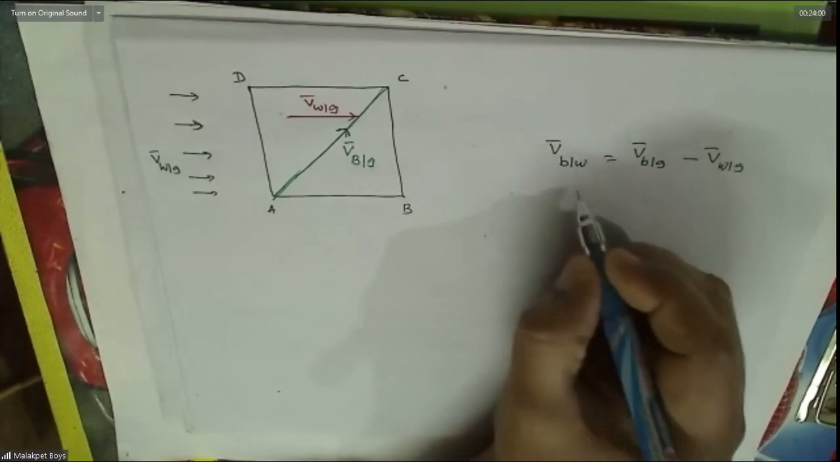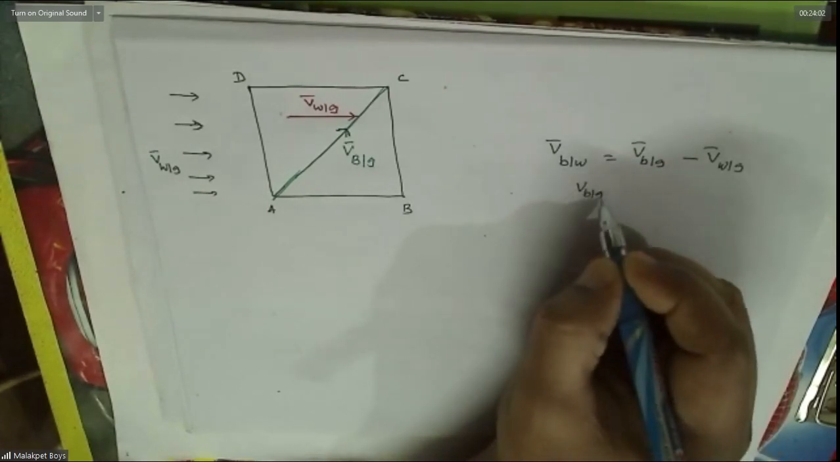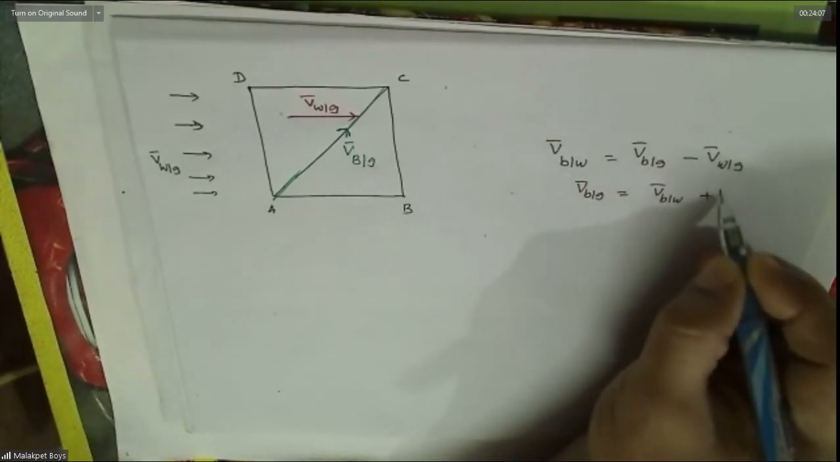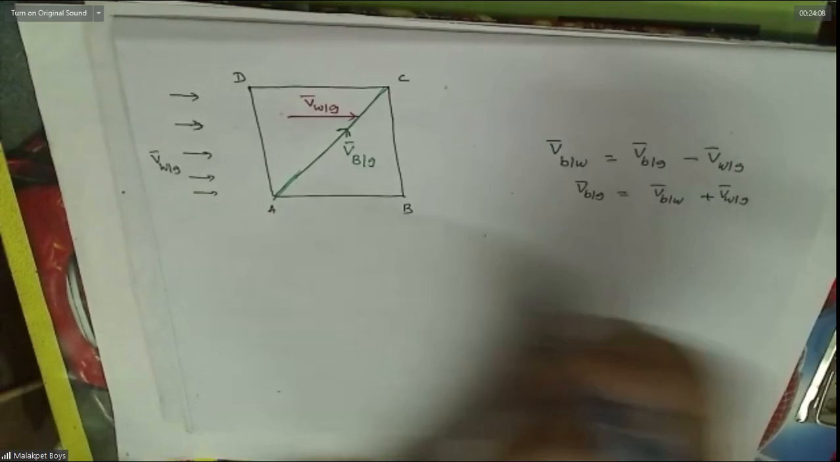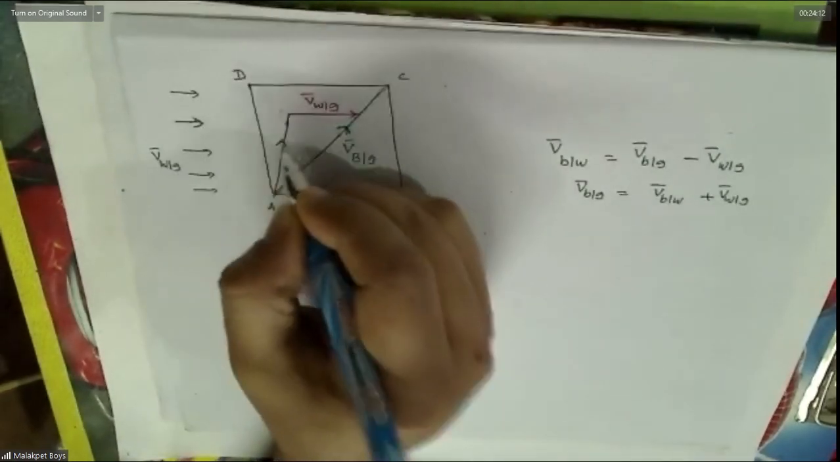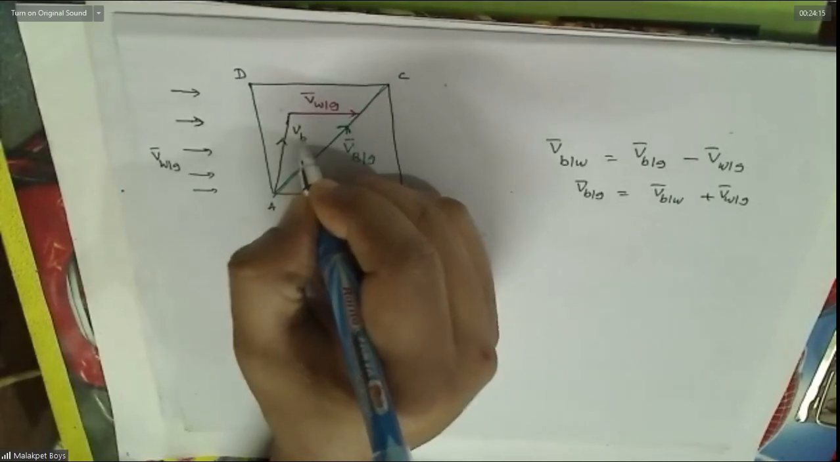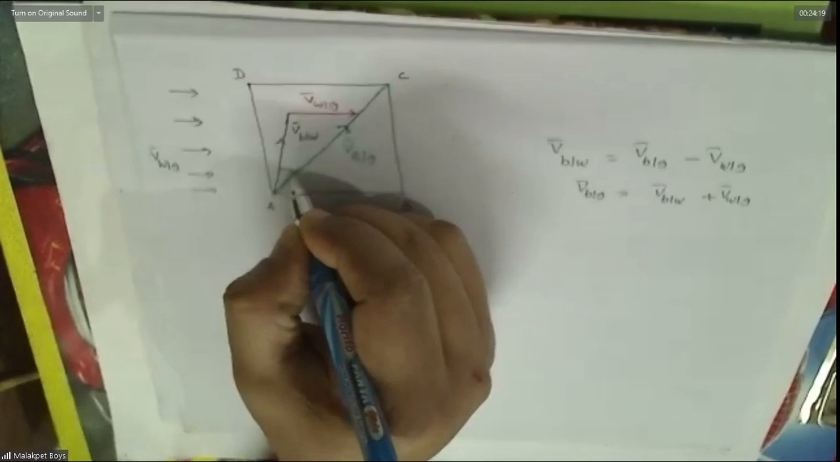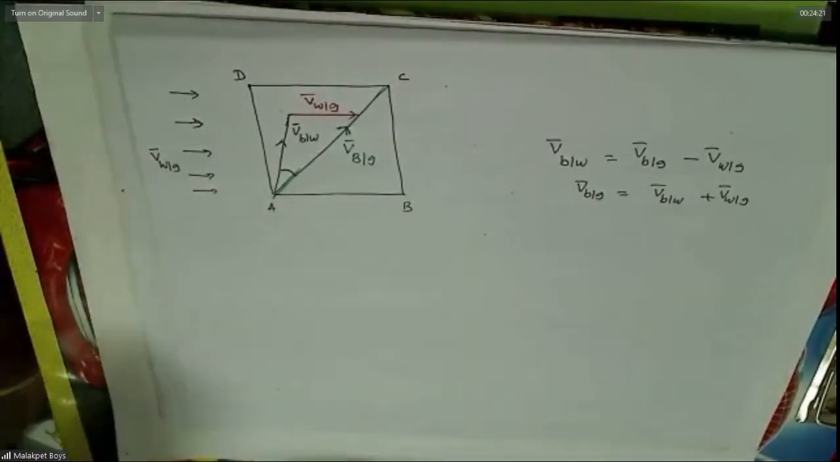That means the velocity of the bird with respect to the ground is the vector sum of these two, no? That means this should be the velocity of the bird with respect to the wind. Do you follow here? Now we should get this angle. If we get this angle, our problem is solved.